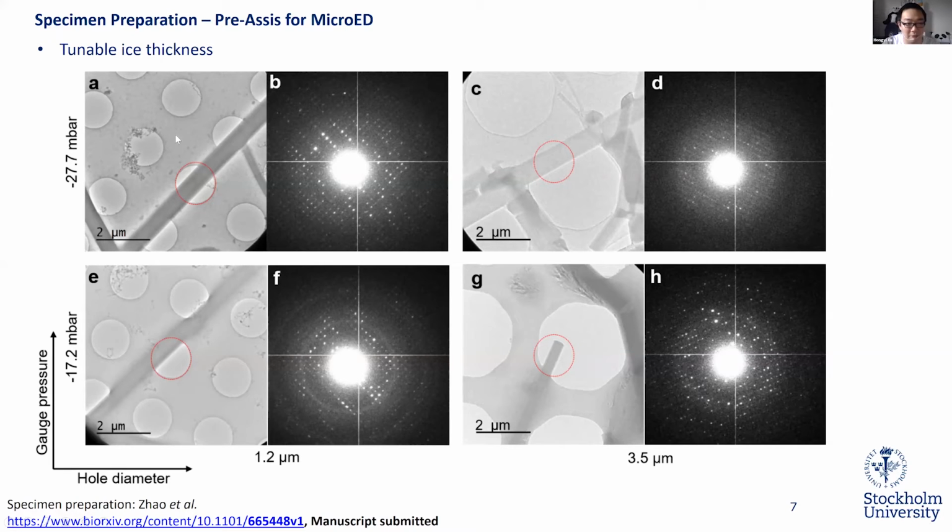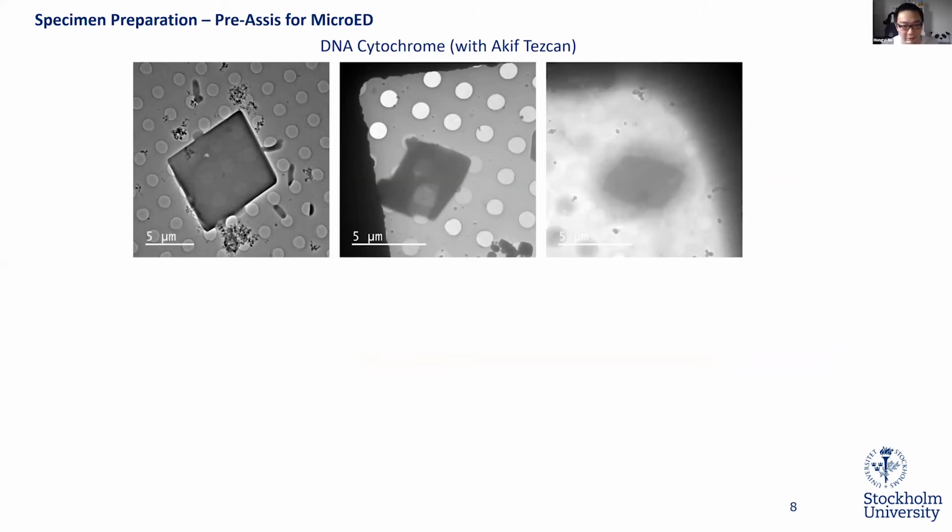So in these two cases, where we have small holes and large pressure, or large holes with smaller pressure, we can get very nice grids, and you can see the resolution extended to much higher than in the other two cases. Okay, so we apply this to other systems as well.